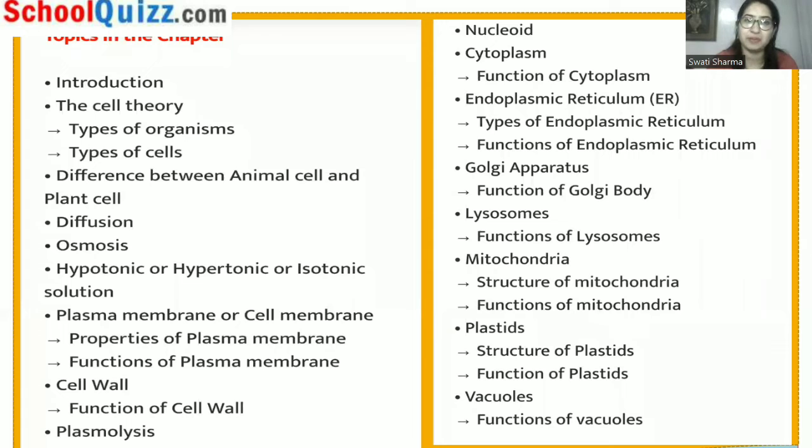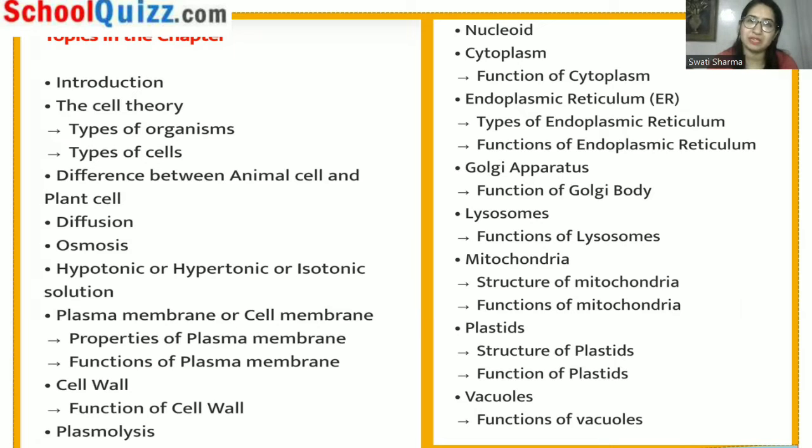Next topic will be the cell theory, in which we will see the types of organisms. Like organisms can be unicellular or multicellular. Types of cells, like prokaryotic cells, eukaryotic cells. Next, we will see the difference between animal cells and plant cells. Like what all are the differences which are seen in plant cell and animal cell.